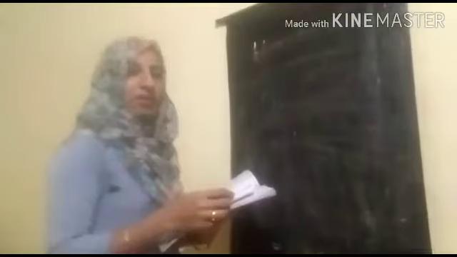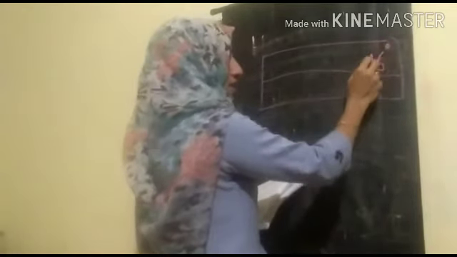Understand? Now we discuss the place values of the hexadecimal number system. 16 raised to 0 is 1. 16 raised to 1 is 16. 16 raised to 2 is 256. 16 raised to 3 is 4096.